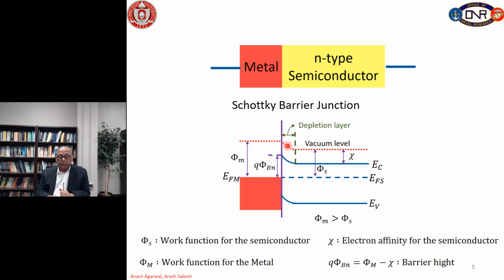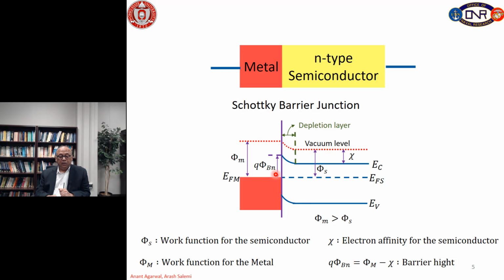So, then there is an electric field set up and there is a negative charge in the metal. So, there is an electric field set up from right to left, which counteracts the electron flow from semiconductor to metal, and it sets up a built-in potential which is called phi B, B for barrier, N for n-type semiconductor, phi Bn.